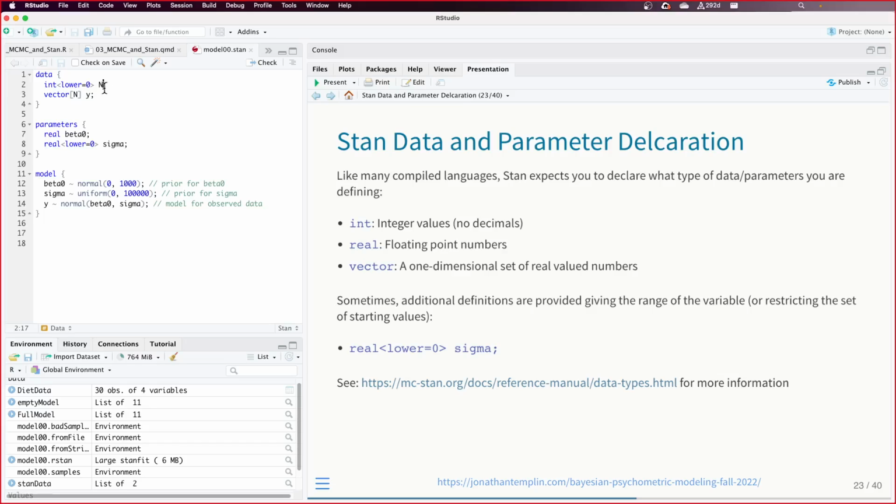The vector below this, vector N y, is saying I have y, it's going to be a vector or an array of N, capital N, numbers. So let's imagine I have 30 observations. N would be 30. We then use N in the next line, and we say we have 30 weights. That's what it says. We're inputting 30 weights. When you use the word vector, Stan assumes you're looking at a floating point number.